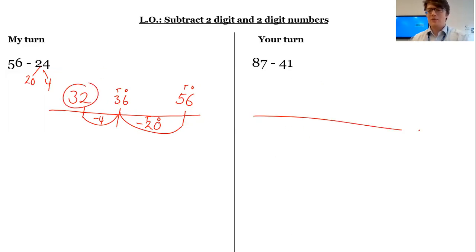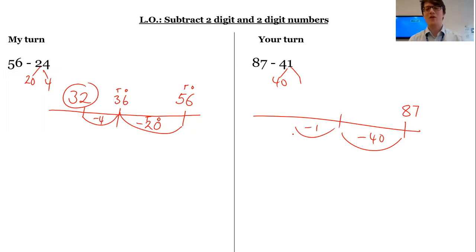So your turn. Let me just put on the number lines to help you really make sure you get this right. So we're going to partition this into 40 and 1. I'm going to start by subtracting 40, then finish it by subtracting 1. So pause the video now, fill in the number line to get to the correct answer.